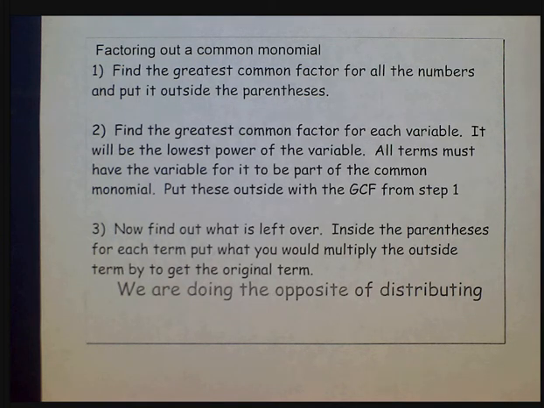Now once you have your common monomial, you have to find out what's left over. So inside the parentheses for each term, put what you would multiply the outside term by to get the original term. So we are actually doing the opposite of distributing. We're pulling out what each factor has in common. So let's look at some examples.